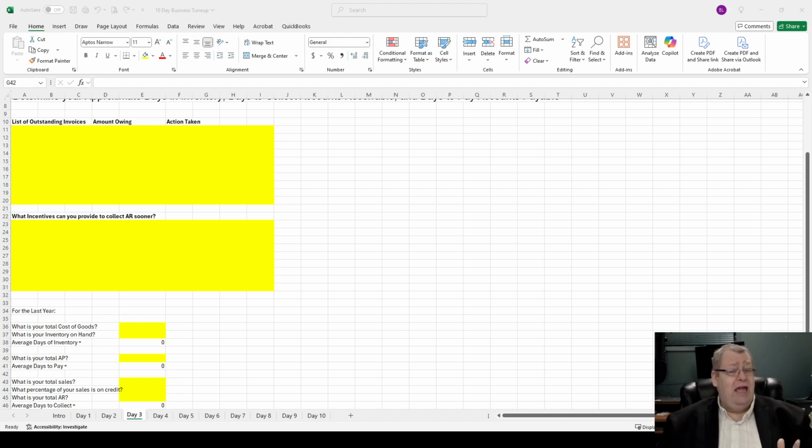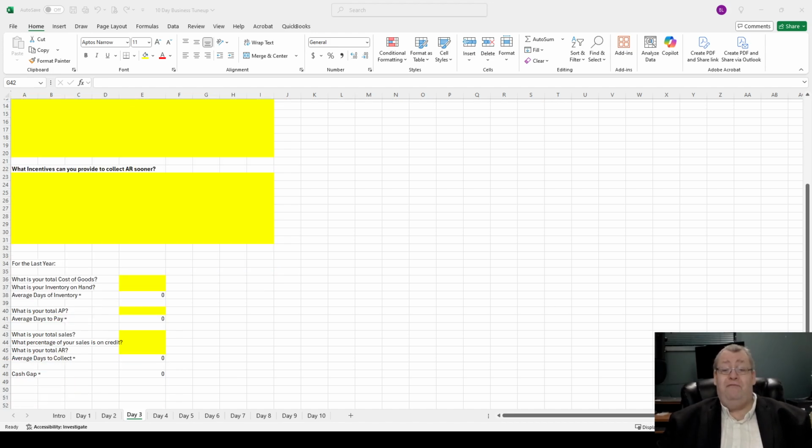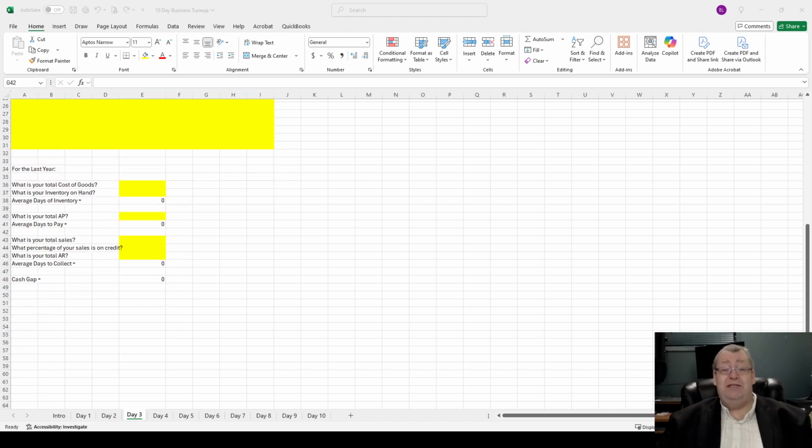Then you may need to take a closer look at whether it actually will be worth your while to do this or not. Now, finally, the bottom section, this is where you calculate your gap. And you're going to need some numbers, which you may or may not have. If your accountant prepares a balance sheet for you and an income statement every year, you may have a lot of these numbers. If not, you may have to do some estimates.